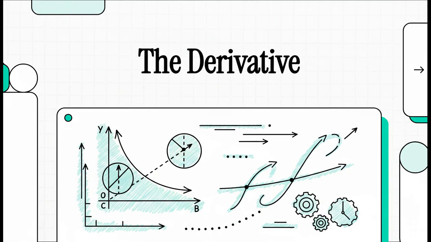All right, welcome. Today, we are going to unpack one of the most powerful ideas in all of math. It's a concept that lets us see the world not just as a series of still photos, but as something in constant, flowing motion. We're going to unlock the secret of instantaneous change.